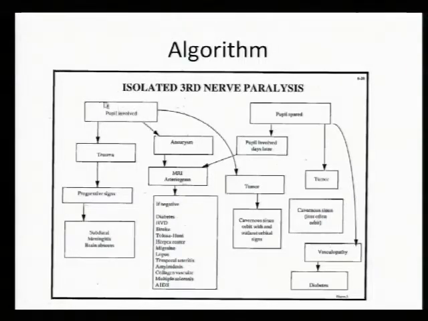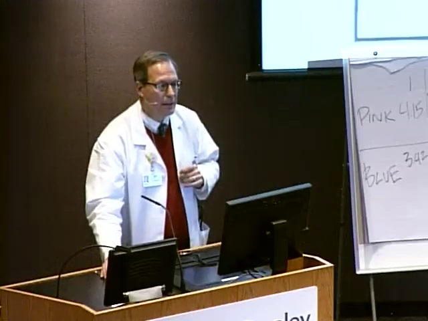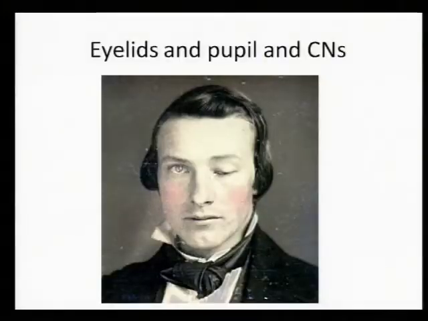And again, everything seems to revolve all around the pupil, but don't forget that in a diabetic, the pupils sometimes don't work. So don't get hung up on that. So you can have problems with the eyelid too. And so we're going to talk a little bit about pupils and eyelids.